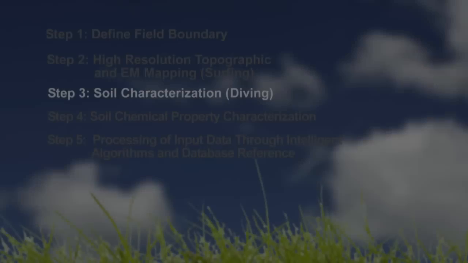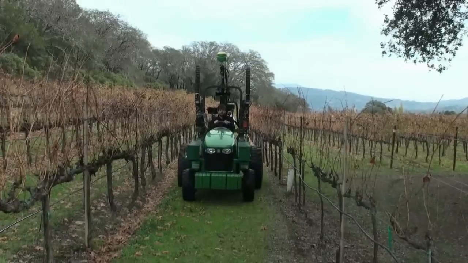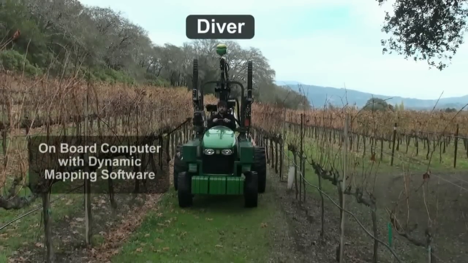This information is used for the next step in the process, Step 3, in which we investigate what exactly it is that creates the soil variability. This process is called soil characterization, or diving. The diver can be mounted on a number of different platforms. In this case, it's on a tractor. It can also mount on a 6-wheel gator or on a track vehicle.